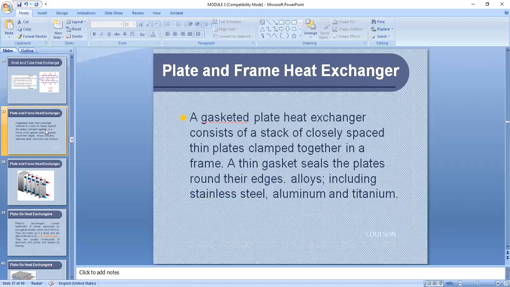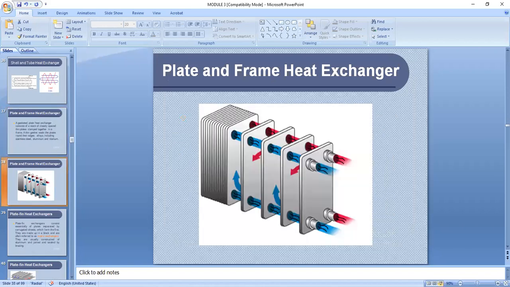Now let's go to the plate and frame heat exchanger. So you have in this case a gasketed plate heat exchanger consisting of a stack of closely spaced thin plates clamped together in a frame. A thin gasket seals the plates around their edges, and your plates can either be alloys, including stainless steel, aluminum, and titanium.